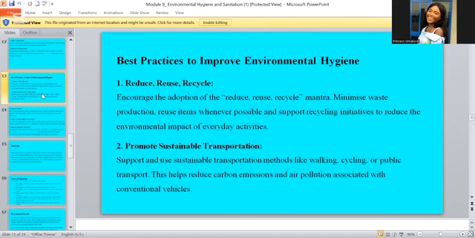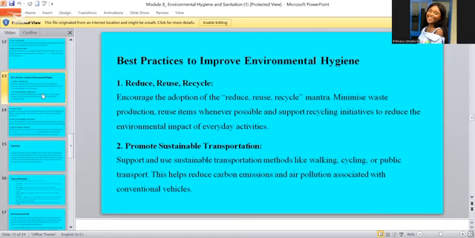Now, what are some best practices to improve environmental hygiene? We have reduce, reuse, and recycle. Encourage the adoption of the reduce, reuse, recycle mantra. This means to minimize the production of waste, reuse items whenever possible, and support recycling initiatives to reduce the environmental impact of everyday activities. Number two, promote sustainable transportation.